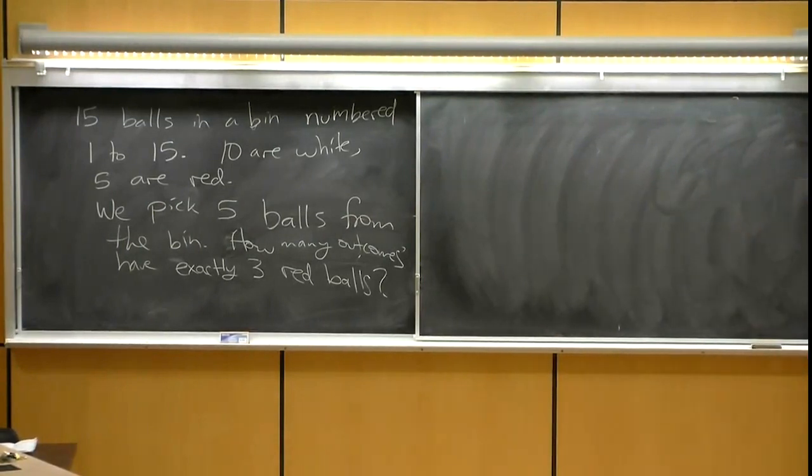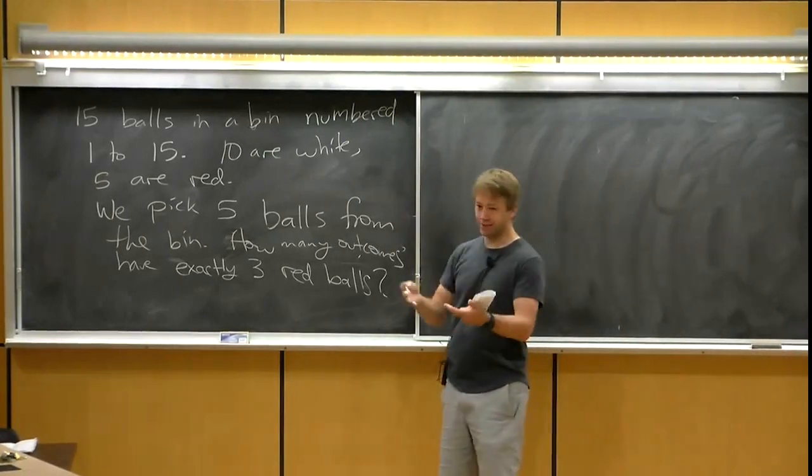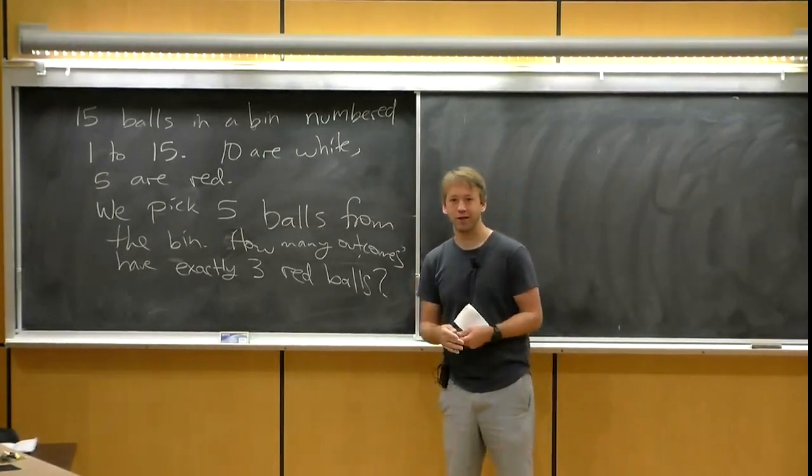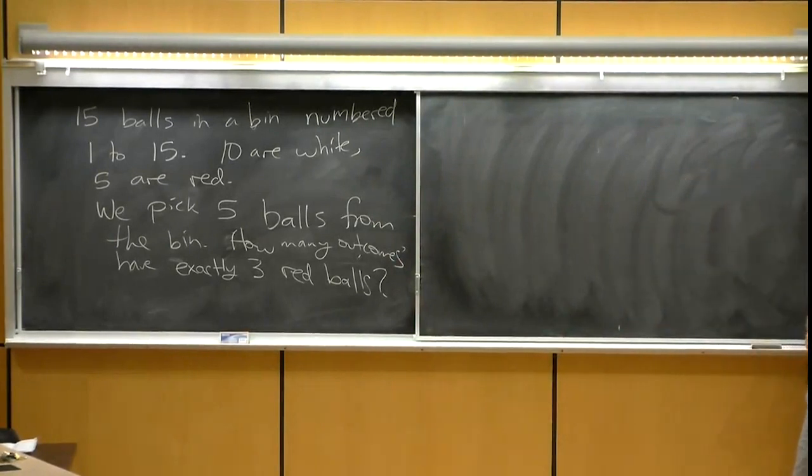Okay, so here, it's kind of important that the balls are numbered. So when I pick these 5 balls, not only can I see the colors of them, but I can also see which balls they were, right? If they didn't have numbers, if they were all identical balls, this would change the question. Okay, any ideas? Yeah?